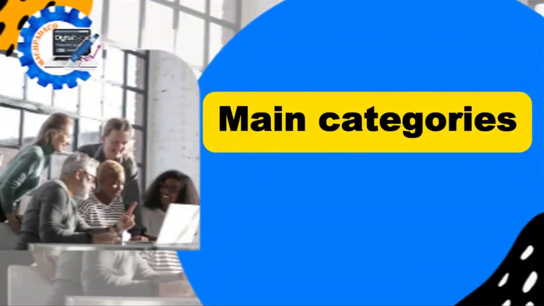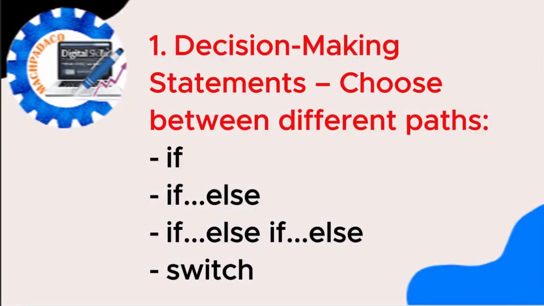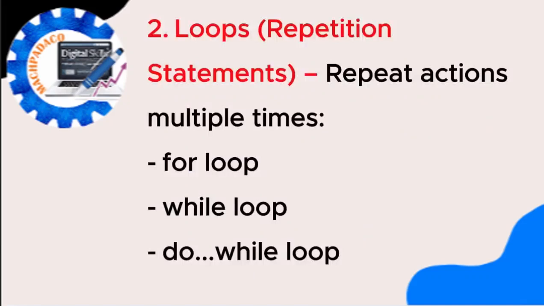Main categories. 1. Decision-making statements: choose between different paths. If/else, switch. Then we have loops, repetition statements, which repeat actions multiple times. Then we have the for loop, while loop, do-while loop.